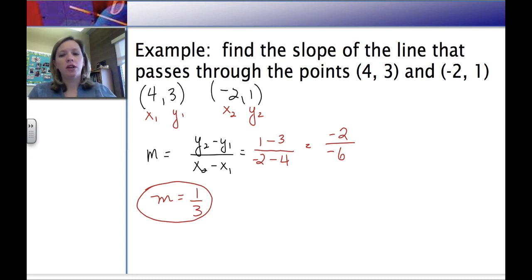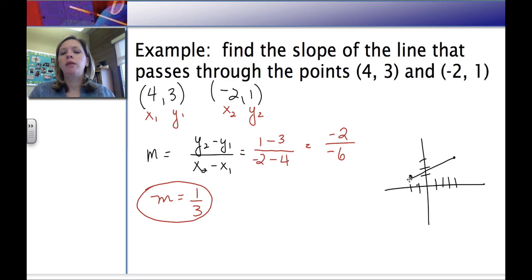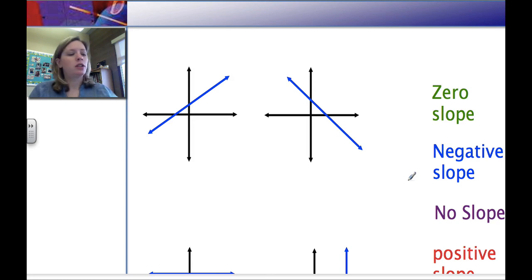Now you should also check your work with a graph by plotting the points. So for example, the point (4, 3) would be, and I'm just drawing a really quick sketch here, right there, and (-2, 1) would be right there. And you want to make sure that that same slope is represented when you look at the horizontal change and the vertical change like we did earlier. All right, let's talk about some different types of slope.